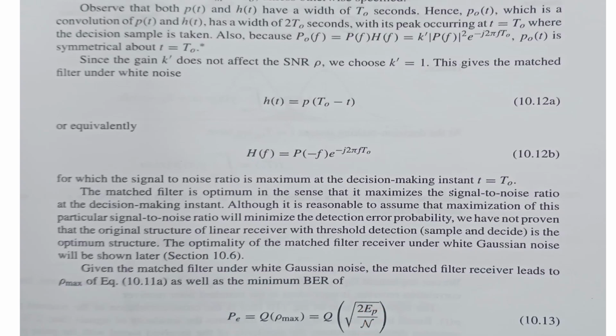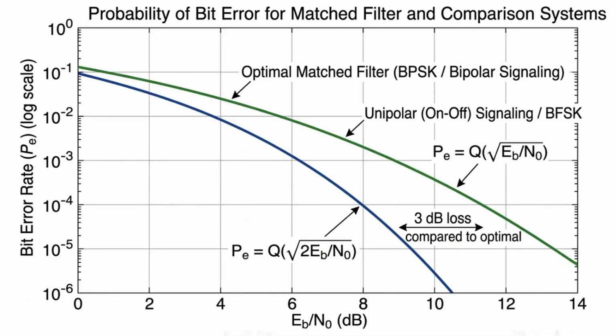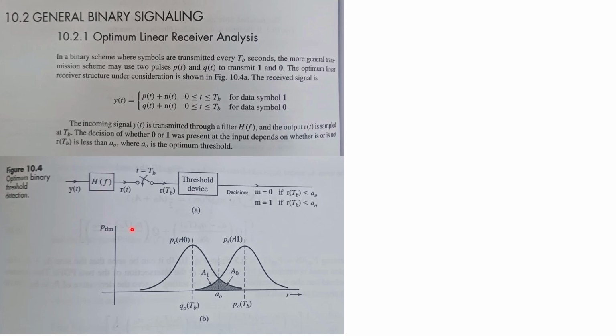In case of AWGN, here is the bit error rate versus SNR graph for different cases. For BPSK, you can check the SNR here. Now we will talk about binary signaling. So what is the problem here?